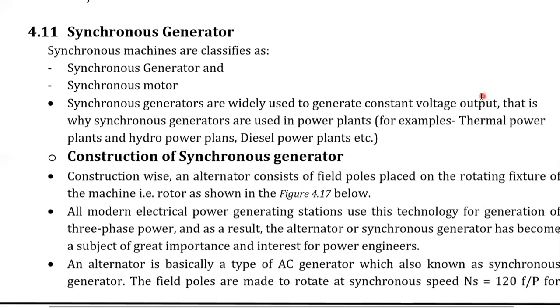Understood? In thermal power plants and hydro power plants, this type of generator, the synchronous generator, is used to generate power, because the output voltage is constant. The speed of the stator rotating magnetic field and the rotor rotation are constant. That's why the output voltage of this generator is constant, and that's why it can be used in power plants.